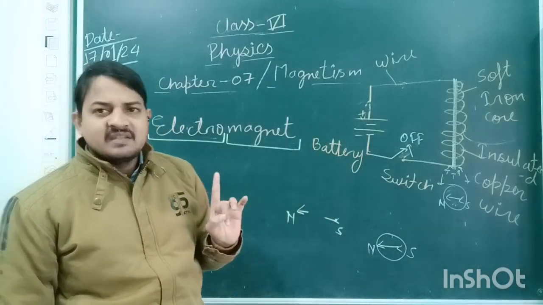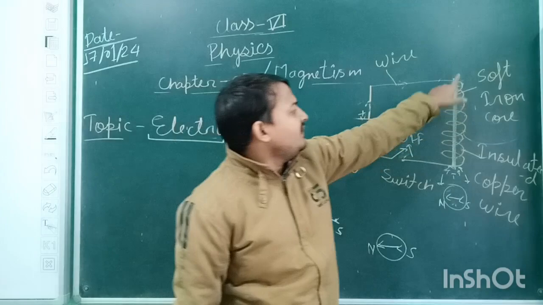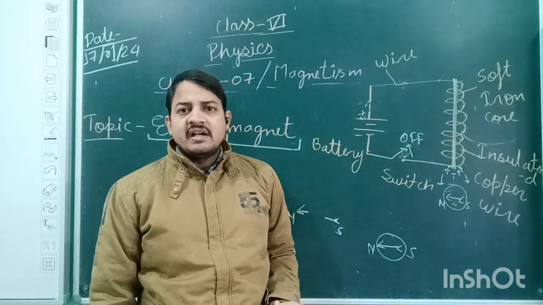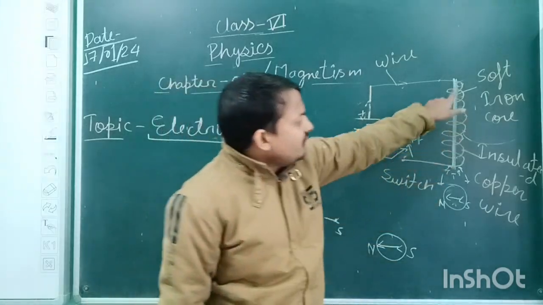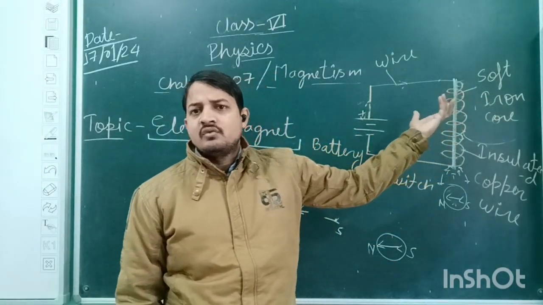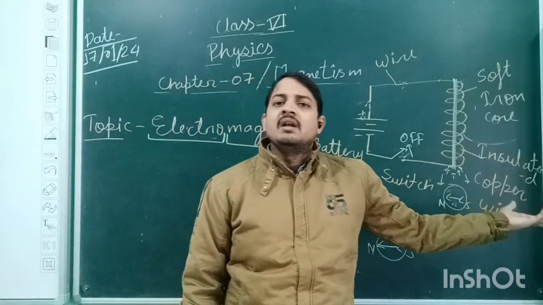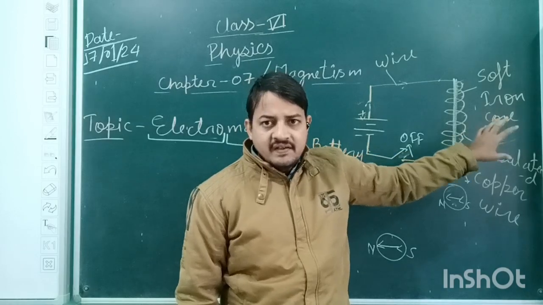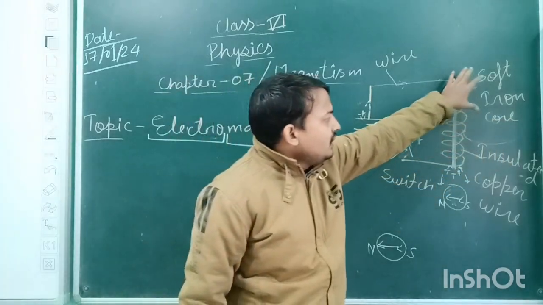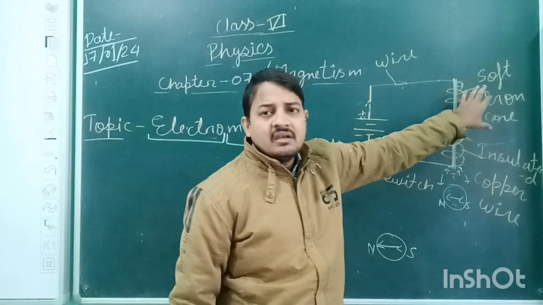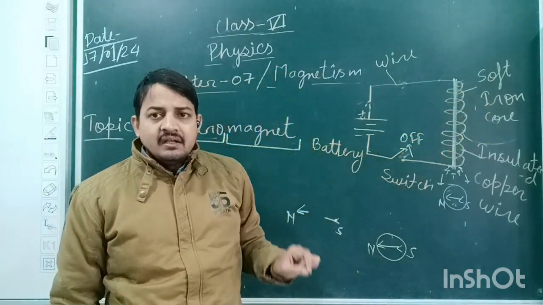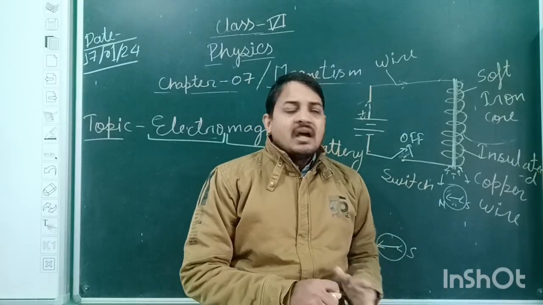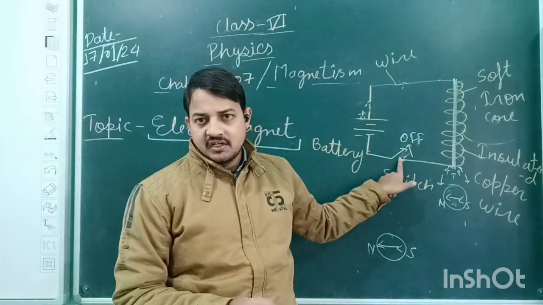Now one more question which may be coming in your mind: why are we using only a soft iron core? Definitely this kind of question comes, that we can use any kind of substance, stainless steel, normal iron, or any other substance. Why are we using the soft iron core? First of all, the reason is that it will behave like a normal conductor just after it is in the off position.